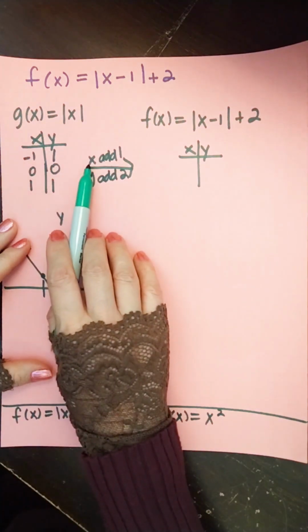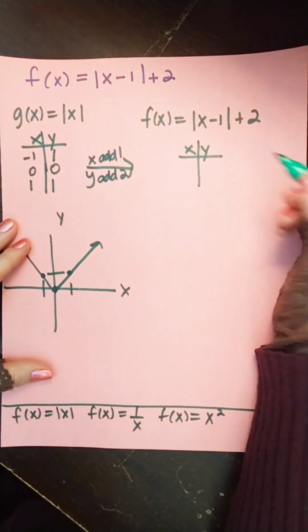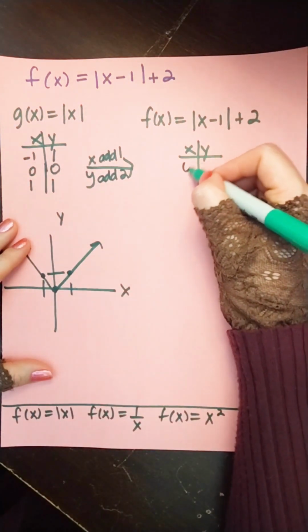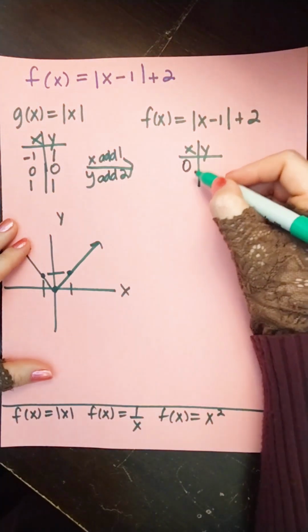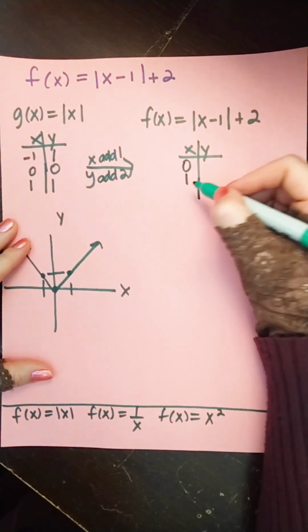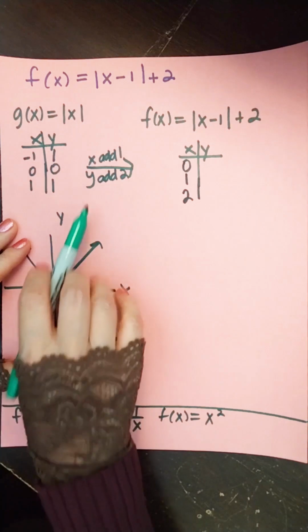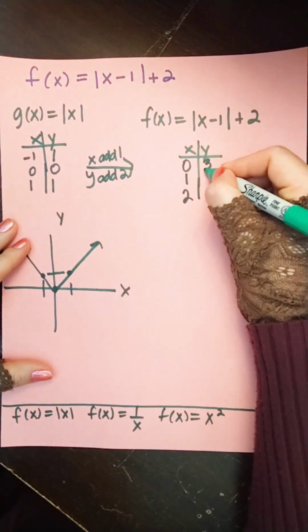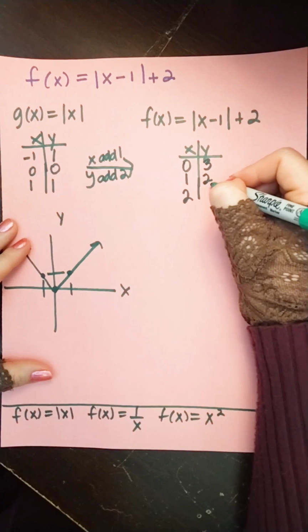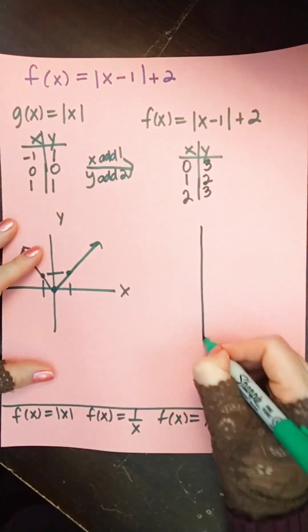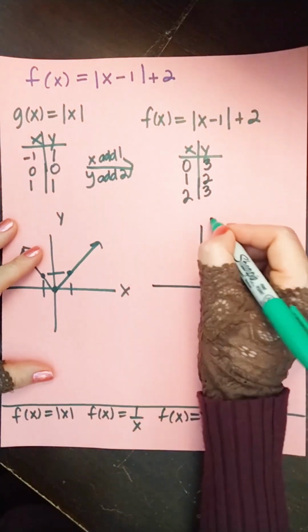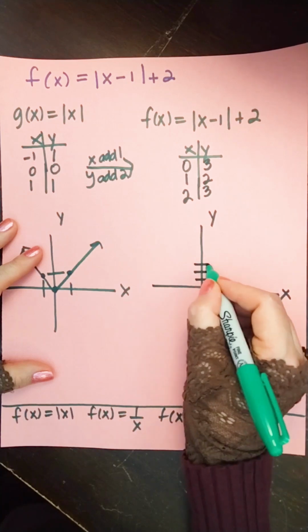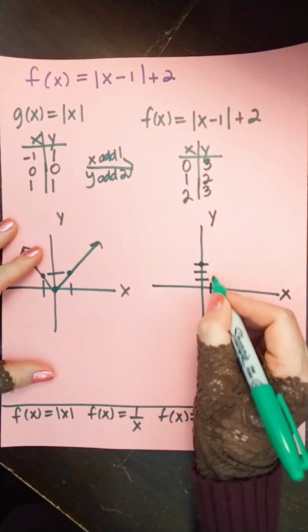So to all the x values, I'm going to add 1. So -1 plus 1 is 0. And then 0 plus 1 is 1. And 1 plus 1 is 2. And to all my y values, I'll add 2. So 1 plus 2 is 3. 0 plus 2 is 2. And 1 plus 2 is 3. And then I will place these on my graph here.